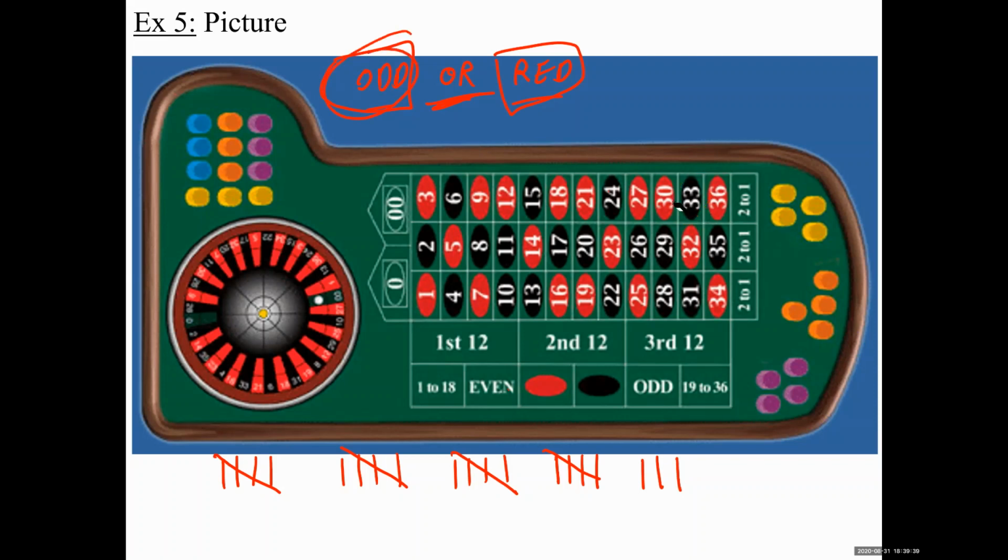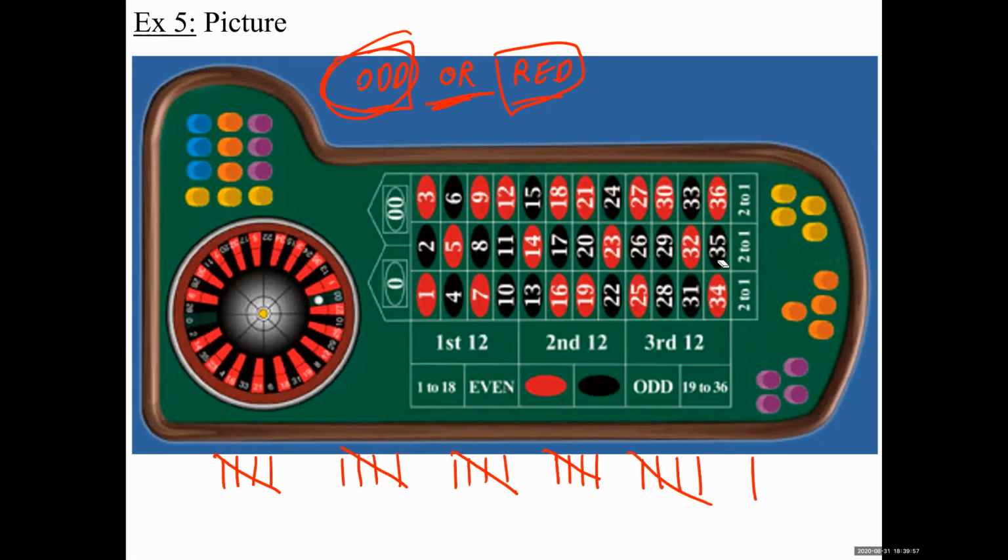Okay. 34. Yes, because it's red. 35. Yes, because it's odd. 36. Yes, because it's red. Okay.